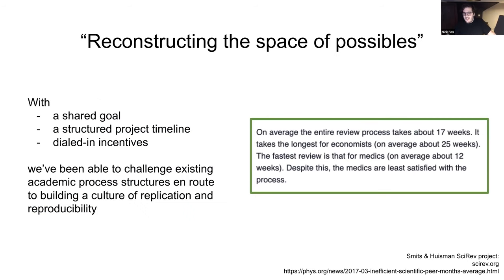And what we did, and we've done this hundreds of times now, we've been able to successfully get thorough reviews of protocol and methods, everything in a pre-registration, in 7 days. And we used a shared goal. We had a structured project timeline. We dialed in incentives. This also came up in a Q&A earlier. So we do have incentives for reviewers and editors. And what we've been able to do is challenge that academic process structure of peer review and route to building a culture of replication and reproducibility. And I think that is a really interesting signal of this reconstruction of the space of the possible.